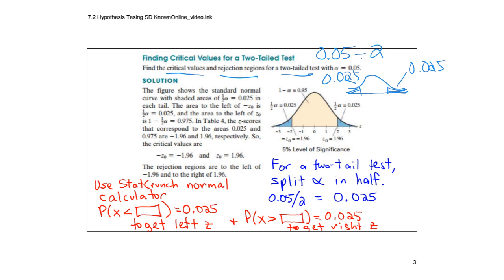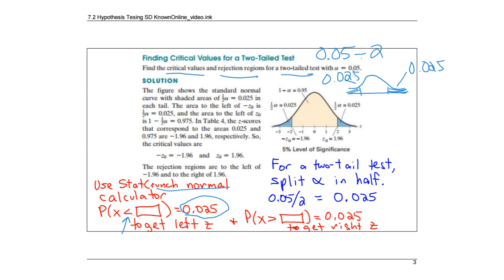So I only have to do this if it's a two-tailed test. I have to take my area, my alpha, and split it up into the two sides. But I know by symmetry I'm going to be okay. What I'm going to do is go to calculator normal. Let's do the left side first. So I would do the left side and put my area of 0.025 in.